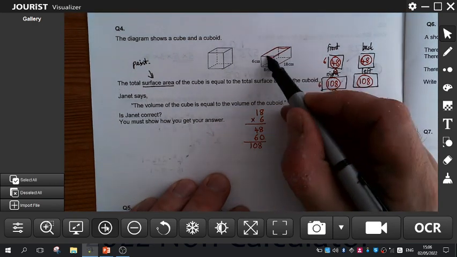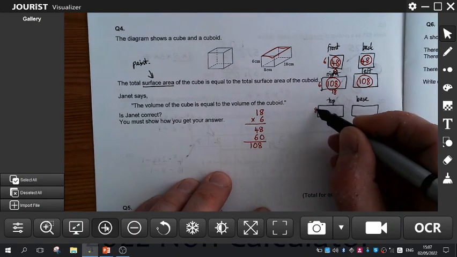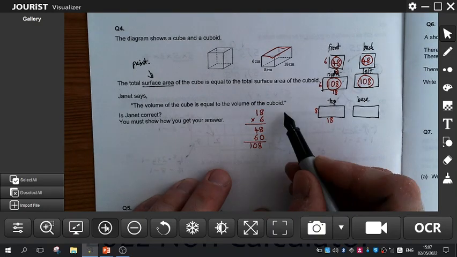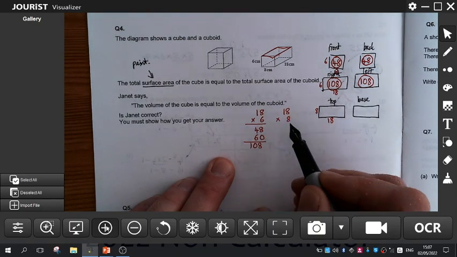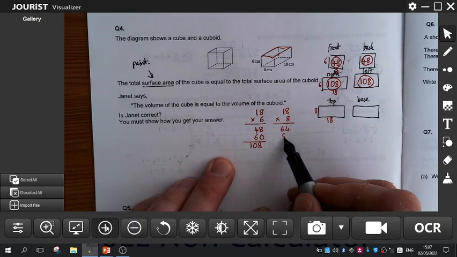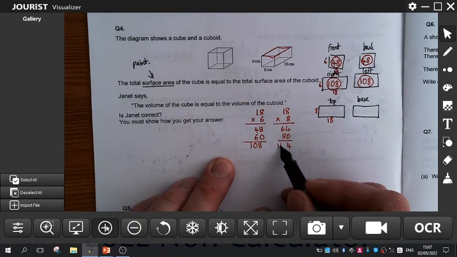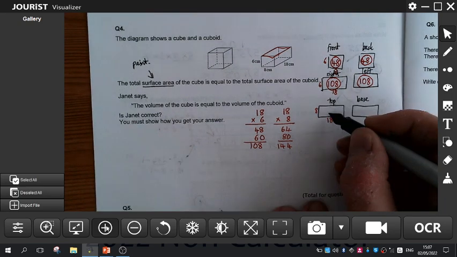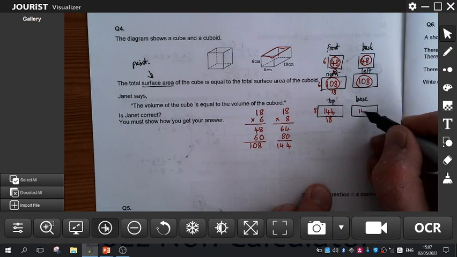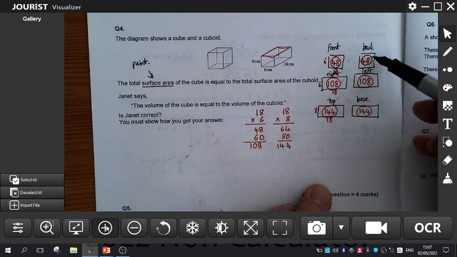The dimensions of the top face, 8 by 18. Again, under pressure in the exam, 18 times 8. 8 times 8, 64. 10 times 8, 80. The area of this side, 144. Base as well, 144. I now have to attempt to add up all of these 6 numbers in one go.